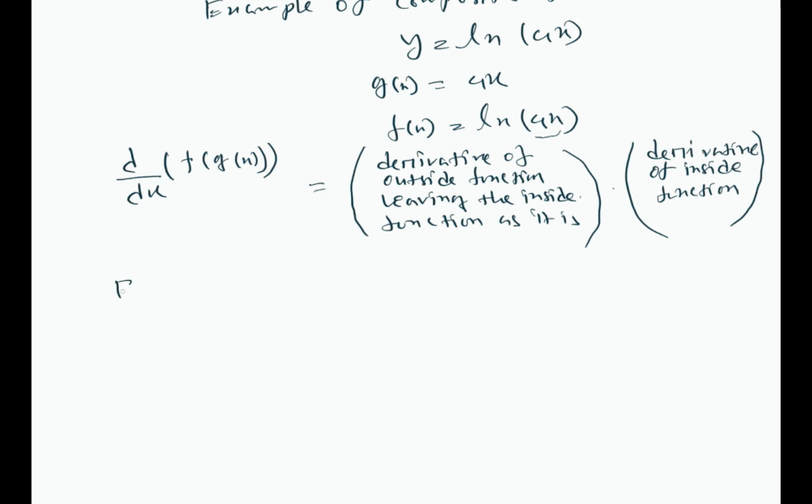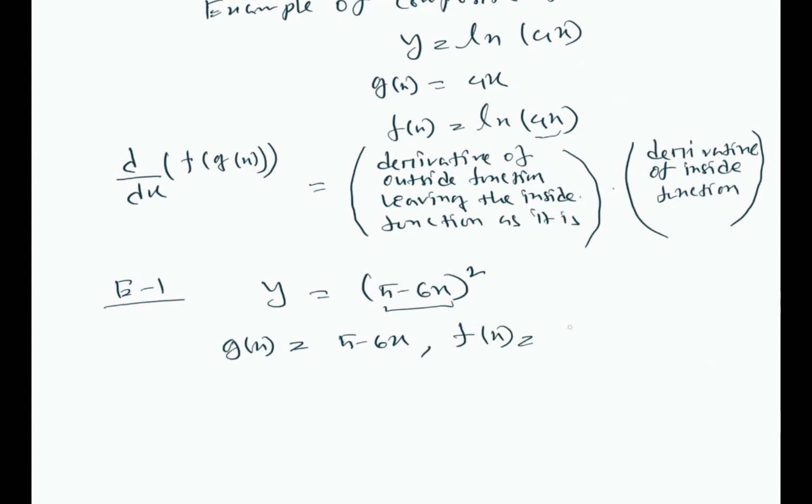Example 1. Our function for example 1 is y is equal to (5 minus 6x) all to the power 2. So here our base is 5 minus 6x. Always in this kind of thing, or in case of an exponential function, take your base as an inner function. So g of x is equal to 5 minus 6x, and the outside function, which is the original function, is (5 minus 6x) all to the power 2.